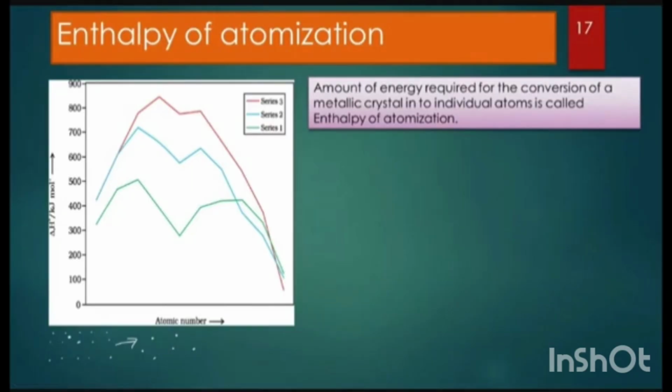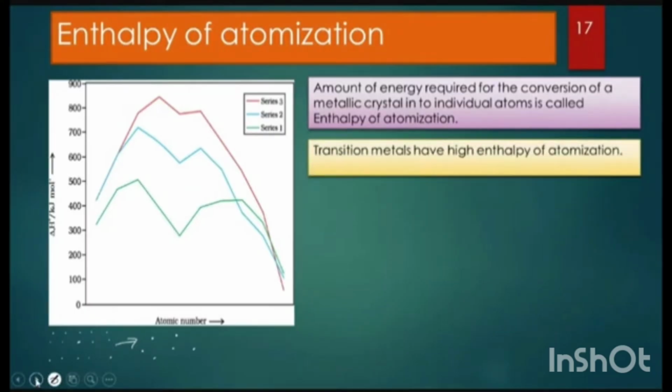So here we have a metallic crystal. In order to break up this metallic crystal into individual atoms, what is the amount of energy required? That's what the statement says. The amount of energy required for the conversion of a metallic crystal into individual atoms is called enthalpy of atomization.